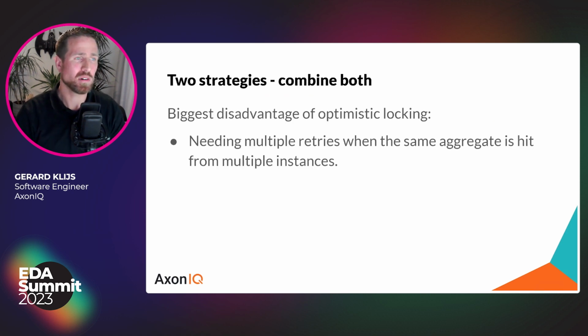But both have their disadvantages. So you probably want to use them both. Because with optimistic locking, it's possible that you keep retrying. So it could be that you have 10 or maybe even more than 10 changes for the same aggregate at the same time. And then they each have to retry again, if you have a lot of applications and there are a lot of instances trying to hit the same one.